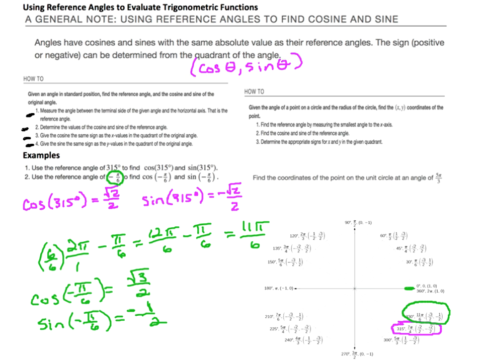And then finally, find the coordinates of the point on the unit circle at an angle of 5 pi over 3. There's no work. You've already done all the work for it. It's right there. Those coordinates are 1/2 and negative square root 3 over 2.